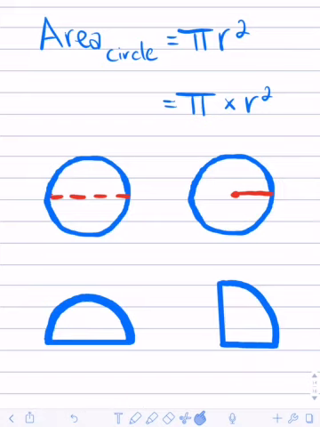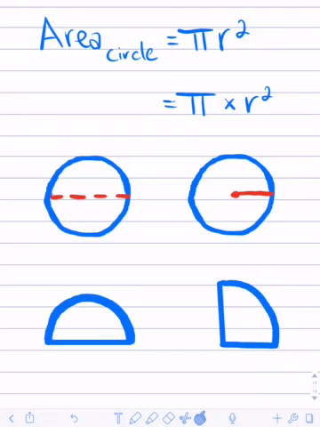Let's start with the formula for the area of a circle. Now, the formula for area of a circle is pi r squared, where in algebra, in between the pi and the r is a multiplication symbol. So it's going to be pi times radius squared, where the r stands for a radius.